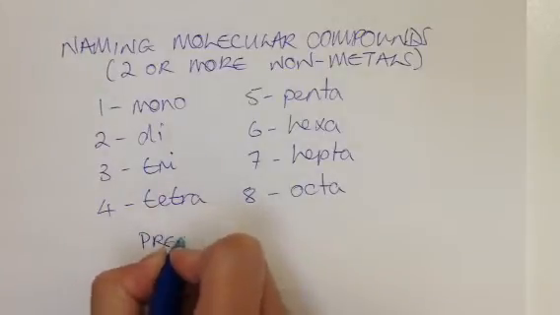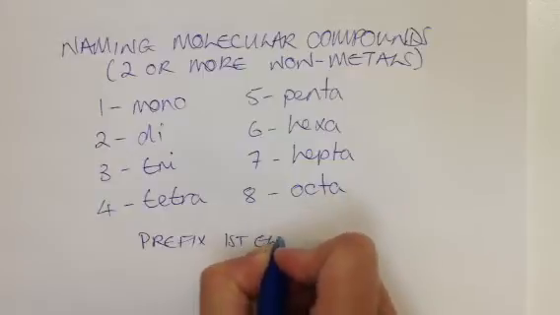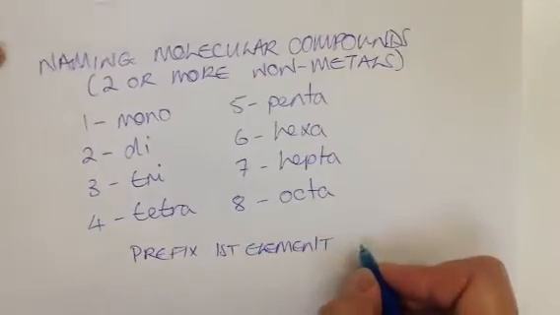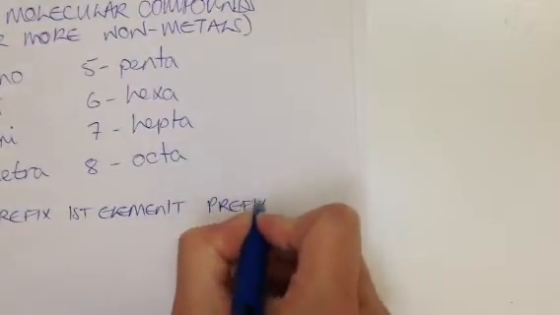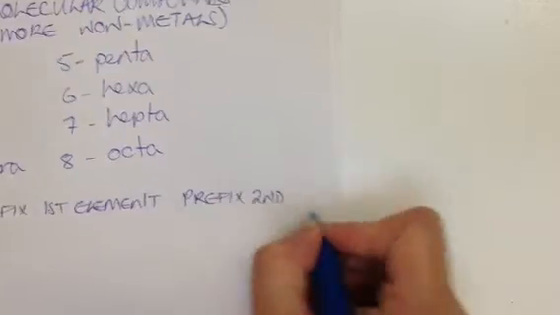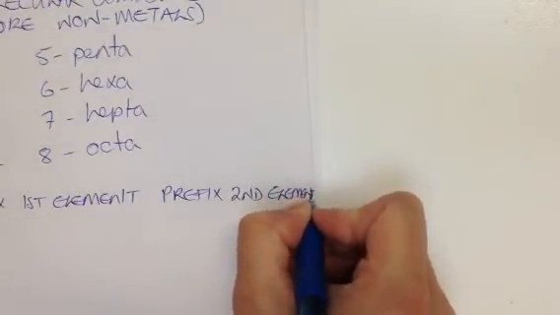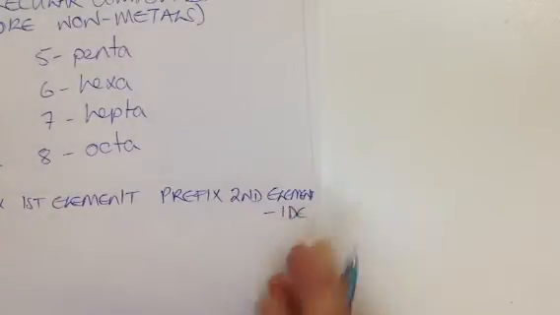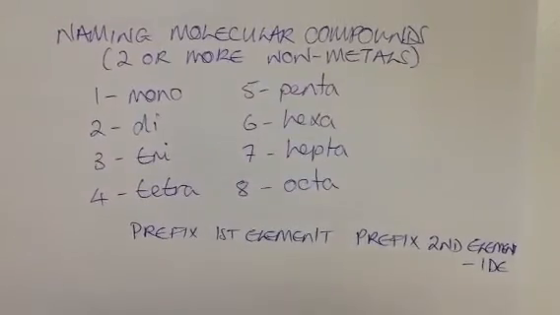So we use a prefix and the first element, and then we use a prefix and the second element, and the second element ending is changed to end in "ide." Okay, so the prefixes are given right here.